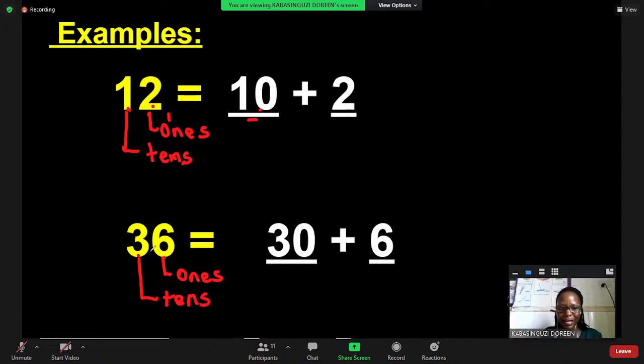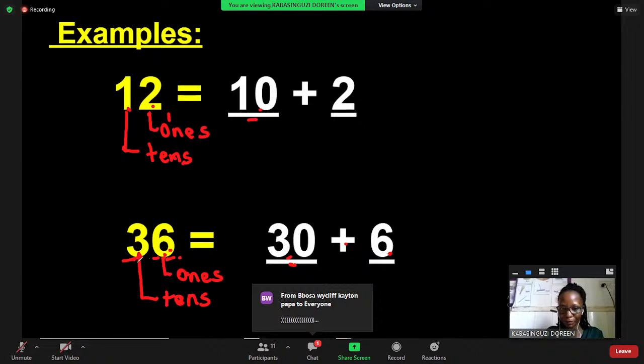That means 3, which is in the place value of tens, will be multiplied by this 10 here, and it will become 30. Then plus the 6 times 1, which will remain as 6. And the answer will be 30 plus 6. Remember, we are making this number bigger, 36. So when we expand it, it will be 30 plus 6.